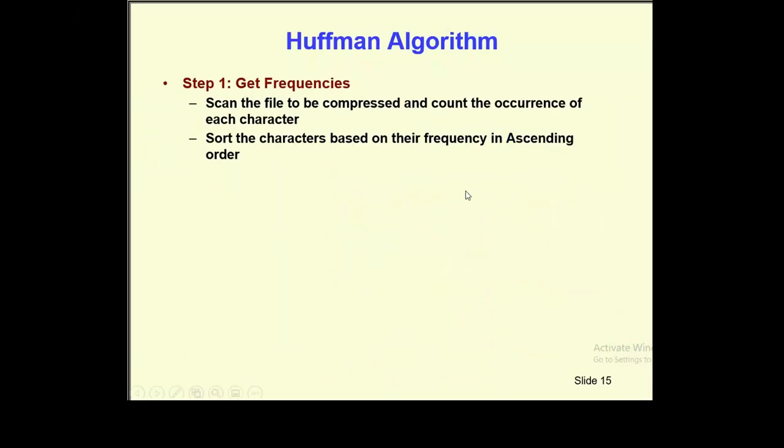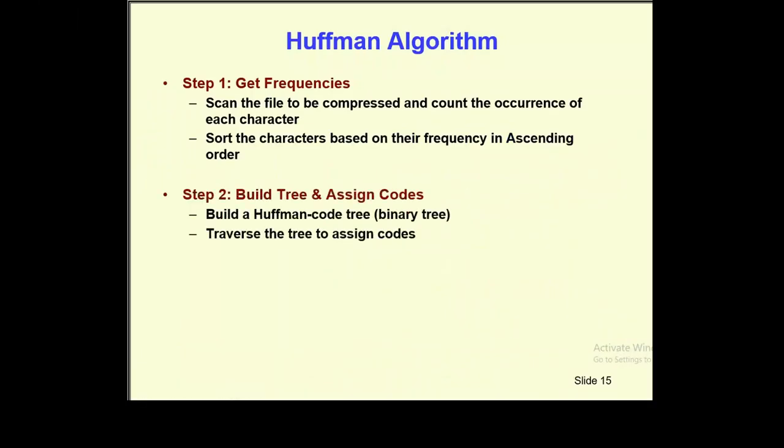Now in the second step, we build a tree and assign the codes. Building a tree means we build a Huffman code tree, which is basically a binary tree. The main greedy approach will be applied during the creation of the Huffman code tree. We'll see how. And after creating the Huffman code tree, we traverse the tree to assign the codes. We'll see the process in the next slide.